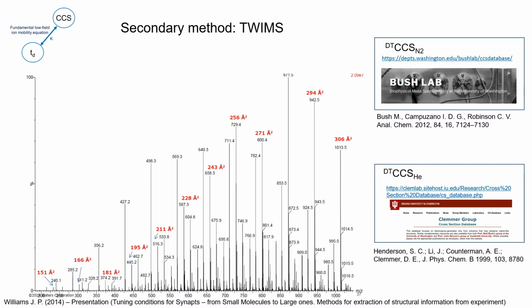But where do the reference calibrants come from? Well, thanks to the work of the pioneers of ion mobility, we have a database of drift tube derived CCS for series of compound classes. Usually we keep as reference CCS in helium the values from Clemmer's group and in nitrogen the values from Bush's group. Here I propose a mass spectrum of polyalanine mix, which has been used historically to calibrate commercial traveling wave systems, and highlighted in red are the reference CCS values in nitrogen as buffer gas.